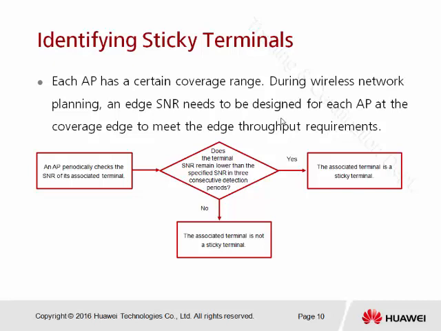So on the roadmap here, first we show an AP periodically checking the SNR of its associated terminal. Does the terminal SNR remain lower than the specific SNR in 3 consecutive detection periods? If yes, the associated terminal is a sticky terminal. If no, then it does not belong to the sticky terminals. So they are using this to identify whether this terminal is a sticky one or not.